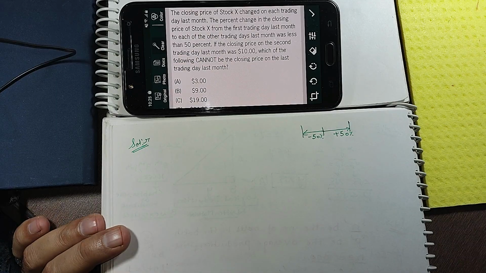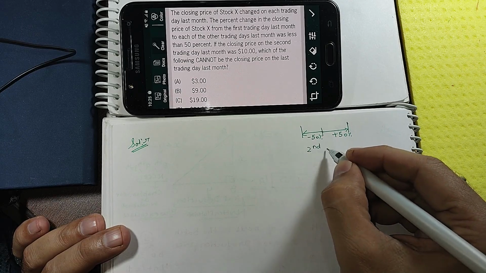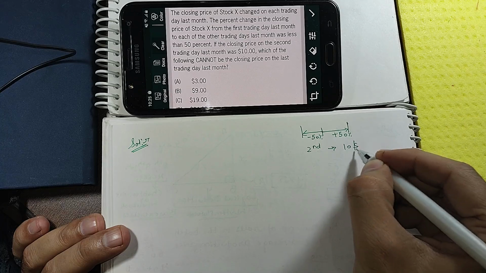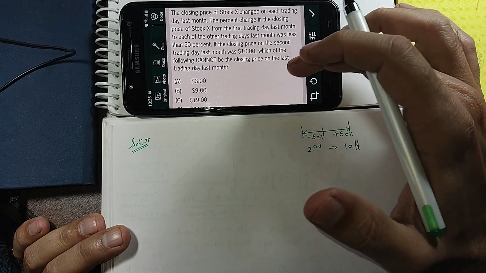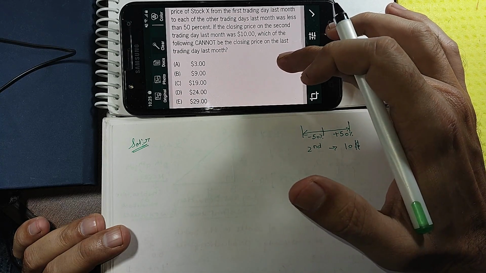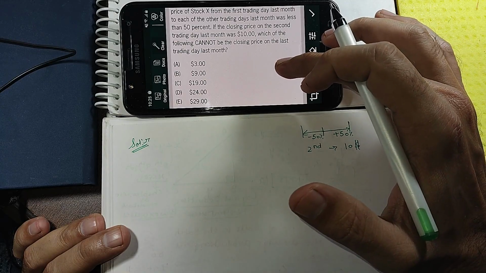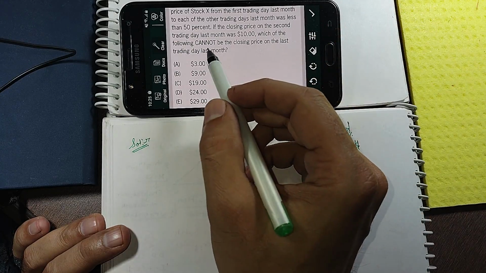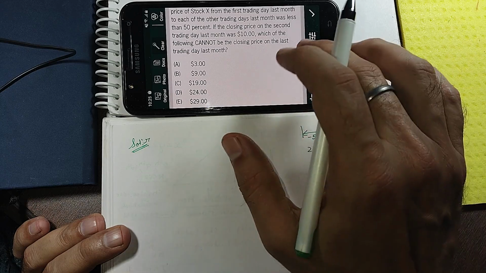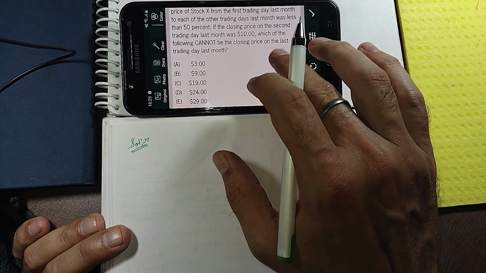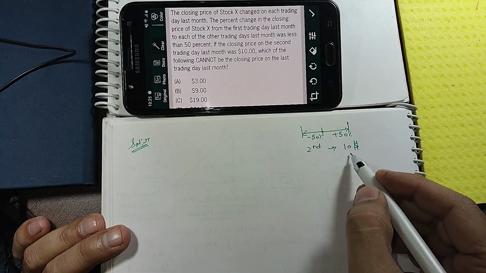Now, if the closing price on the second trading day last month was $10, so on the second day of the month the closing price was $10, right? Which of the following cannot be the closing price on the last trading day last month? Here CANNOT has been put in capital letters, so you have to find which cannot be the closing price on the last trading day last month. This is the second day price of the stock.